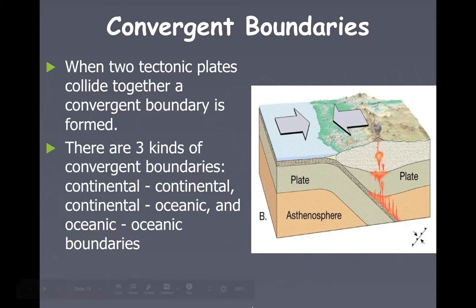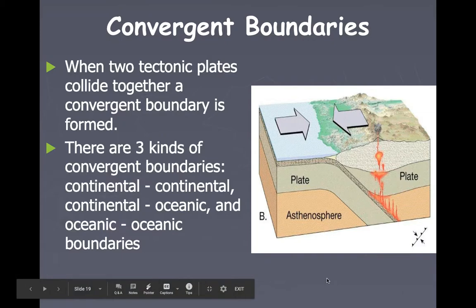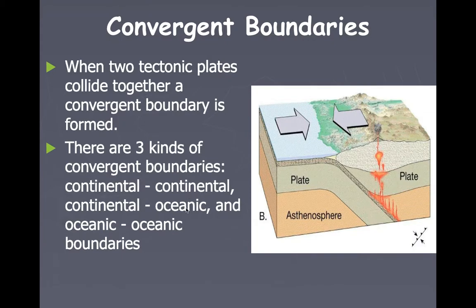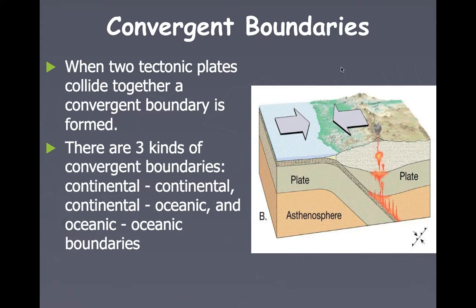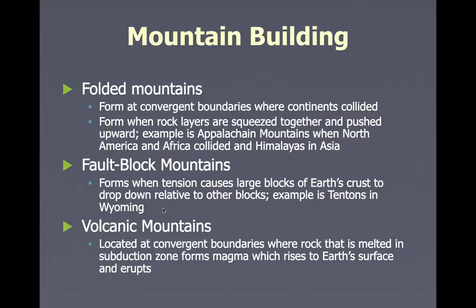There are three types of convergent boundaries. So you have continental to continental, you have continental to oceanic, and then oceanic to oceanic boundaries. So here's just a picture of the two plates coming together. This is the ocean, this is the continent. So that would be the second type.